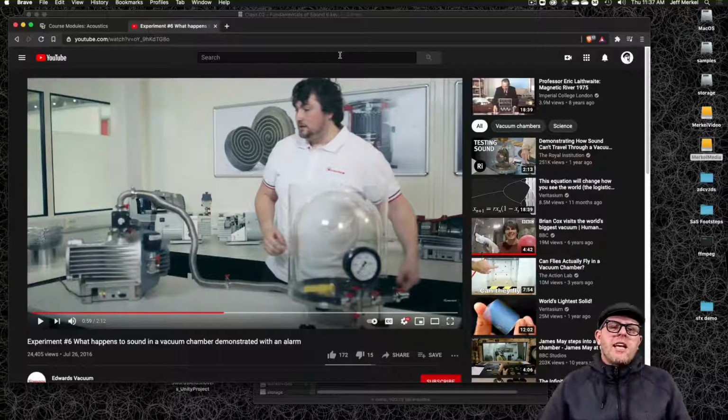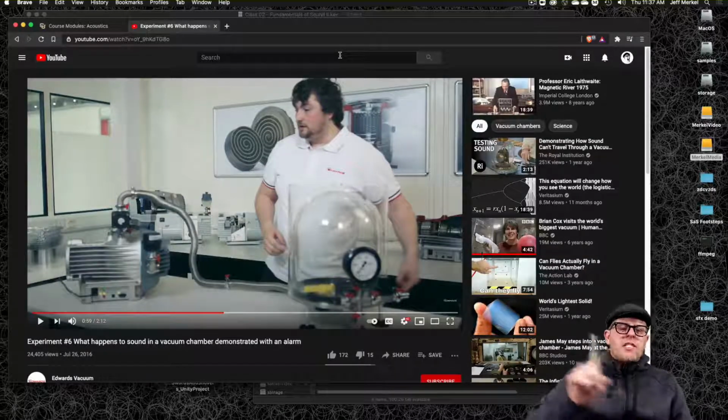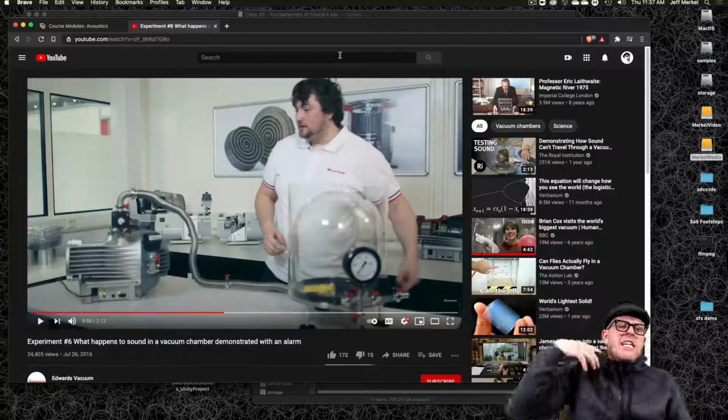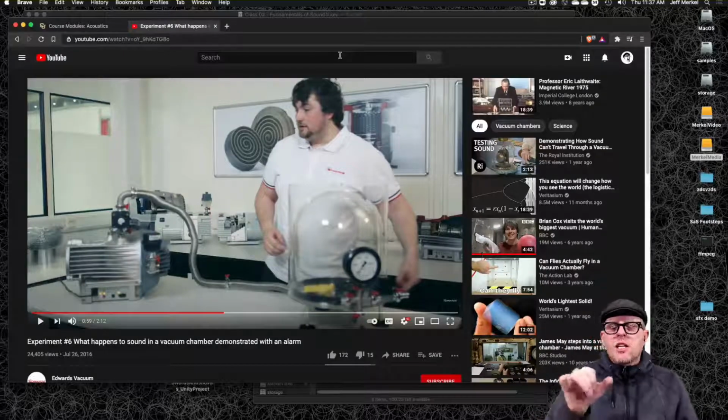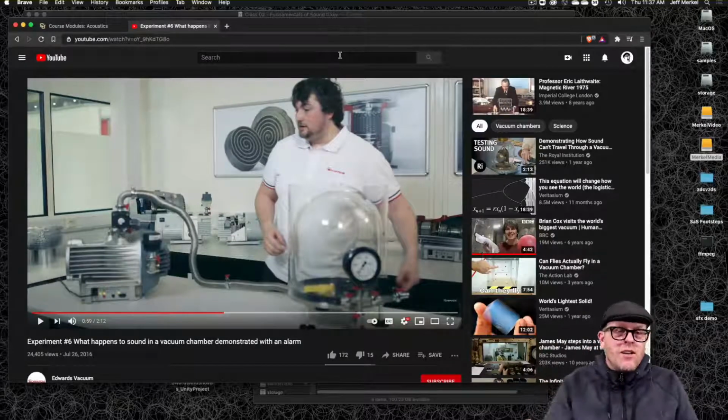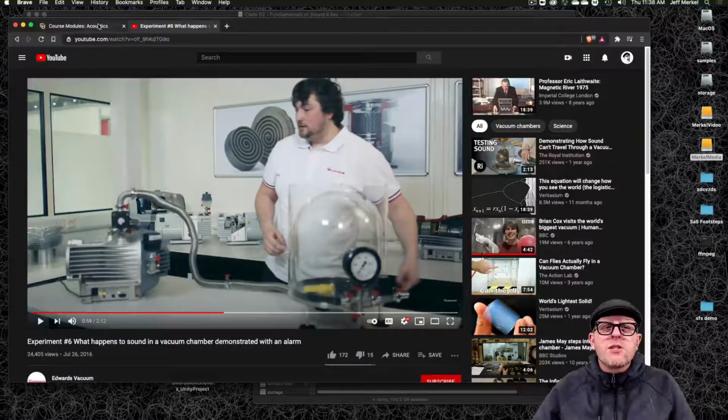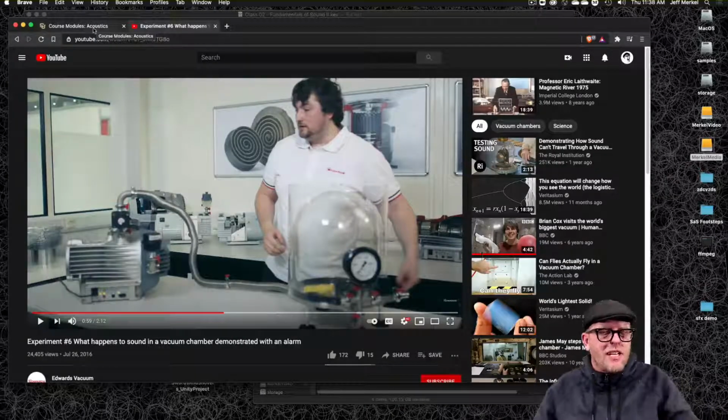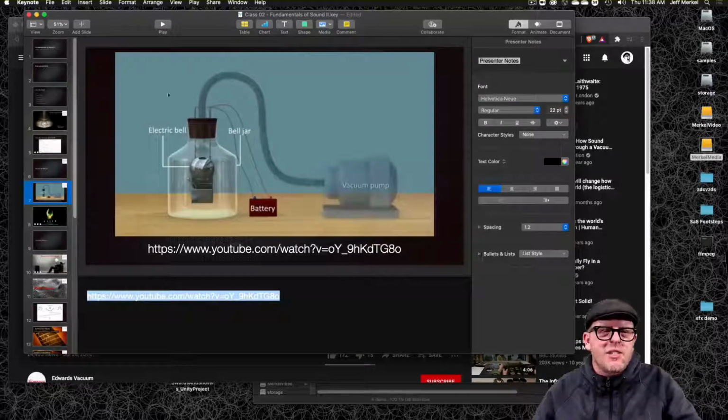The problem with this one is it's not a very good one, because I like when you can physically see the bell moving, because you can see that it's actually happening. He's just using a little electronic alarm, so it's not as good an experiment, but it's very bizarre to see this happening in real life. It's fascinating to see it do its thing.